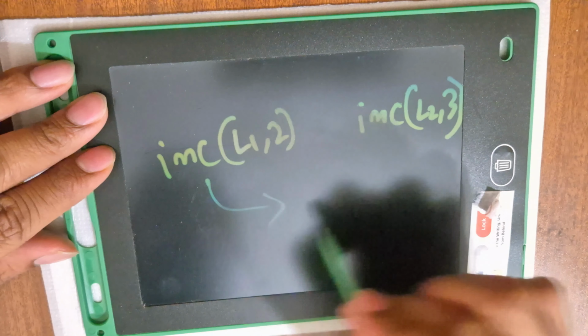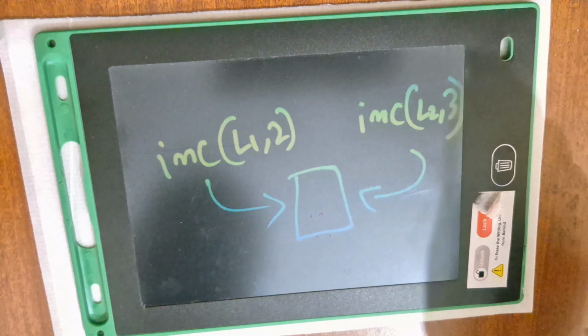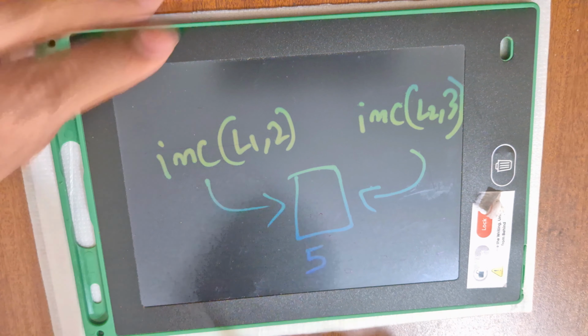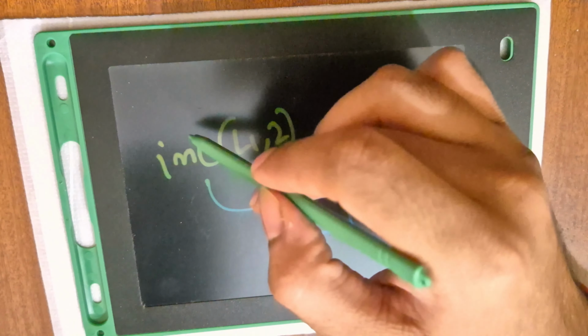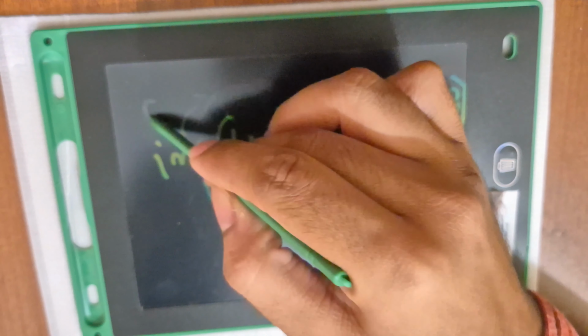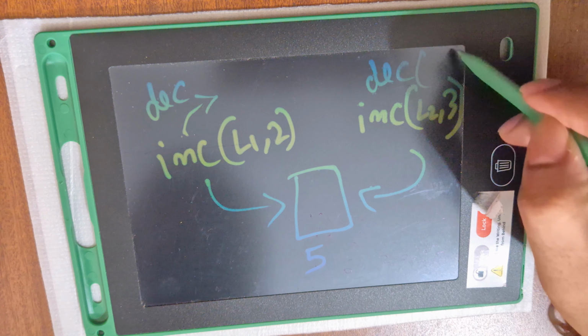Then they will go to some central database, and some processing will happen, and finally we will get 5. So we only send the operation. If someone is decreasing, we can have decrement. So operations are sent.